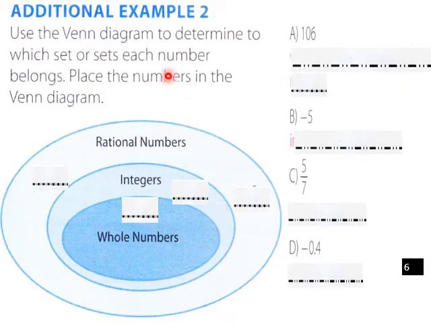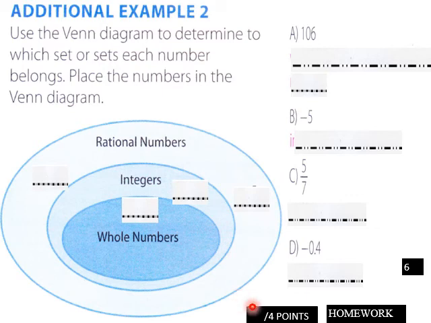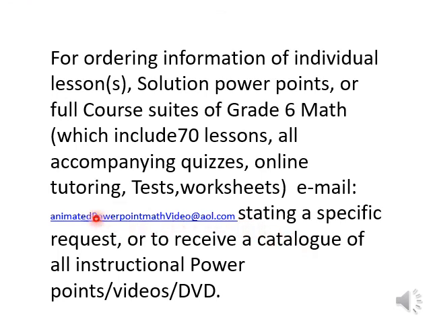And page 6 here, additional example. You got a Venn diagram here. Place numbers in the Venn diagram. Use the Venn diagram to determine to which set or sets each number belongs. Here's your numbers here. Which set do they belong in? And you got 4 points here on page 6. And that is your homework for today.